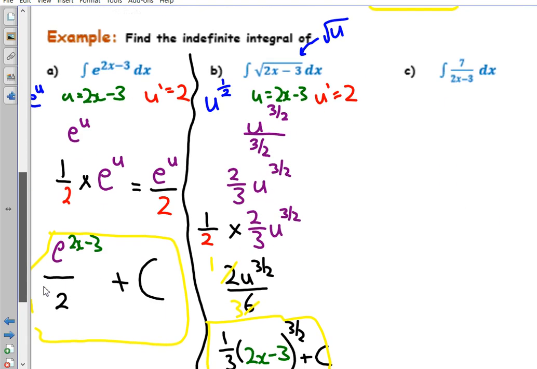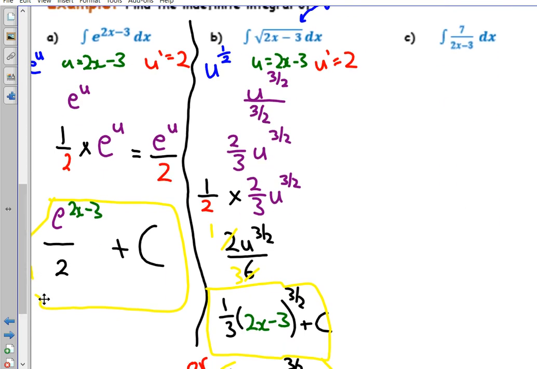Okay, so same thing again. We need to define the mother, the baby, and the derivative of the baby. Interesting one. What do you think would be the mother?